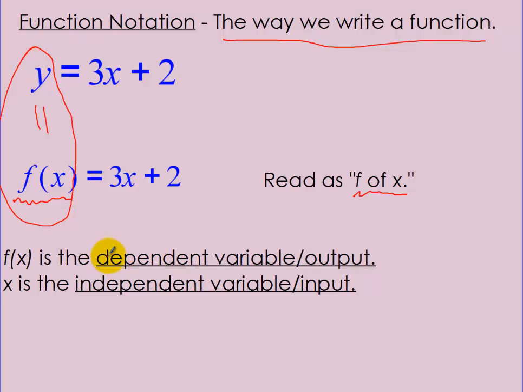This is function notation. The f of x is our dependent variable, or output, and the x is the independent variable, our input. So instead of saying x is the input, y is the output, x is the input, f of x is the output. Right?